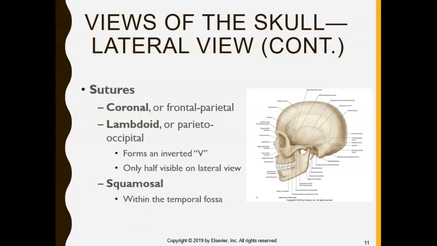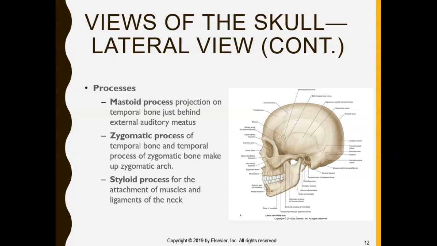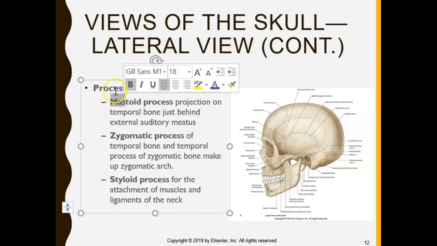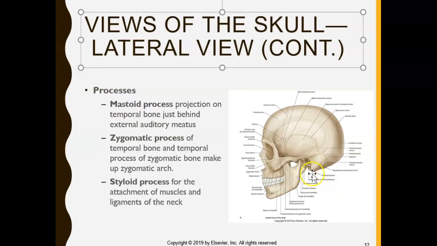Let's go back to your PowerPoint. Now, when you look at the lateral view, which is the side view, do you see this bump over here? This bump is known as the mastoid process. When I look at mass, I think of massive. And yes, it's not massive, but it is massive compared to the bone right beside it.